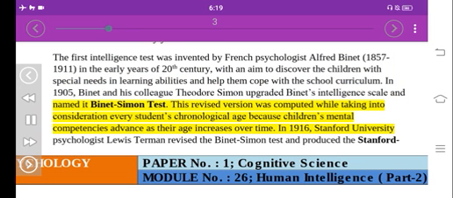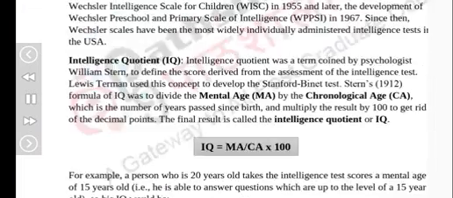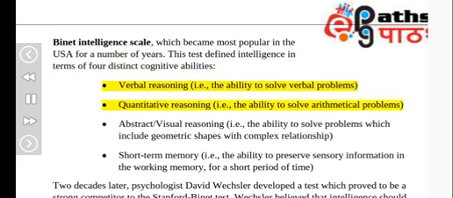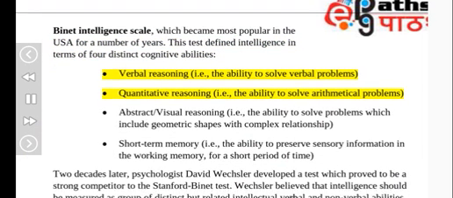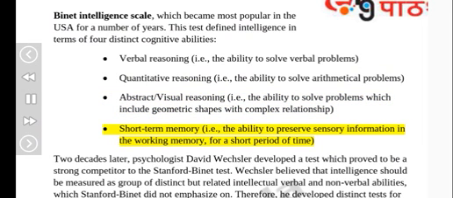age increases over time. In 1916, Stanford University psychologist Louis Terman revised the Binet-Simon test and produced the Stanford-Binet Intelligence Scale, which became most popular in the USA for a number of years. This test defined intelligence in terms of 4 distinct cognitive abilities. Verbal reasoning, i.e., the ability to solve verbal problems. Quantitative reasoning, i.e., the ability to solve arithmetical problems. Abstract visual reasoning, i.e., the ability to solve problems which include geometric shapes with complex relationships. Short-term memory, i.e., the ability to preserve sensory information in the working memory for a short period of time.